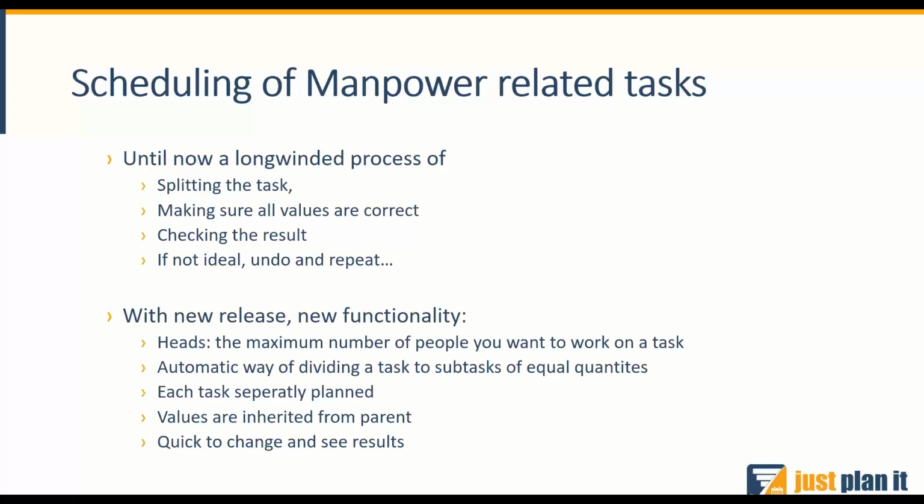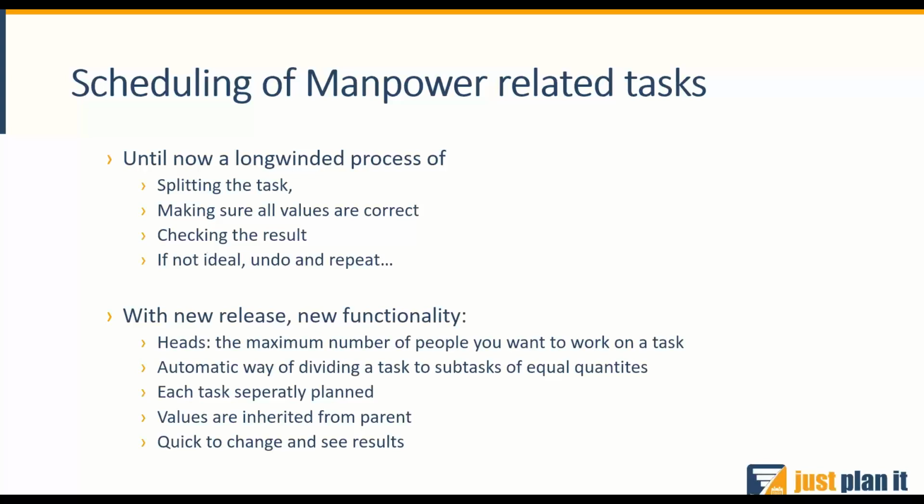So the heads are the maximum number of people you want to work on a task. And then the scheduling engine automatically divides that task into subtasks of equal quantities. And each task is then separately planned. Again, coming back to the note of beforehand, this does not guarantee a parallel workflow, but might result in a better throughput here.